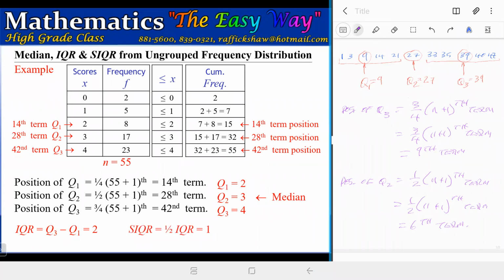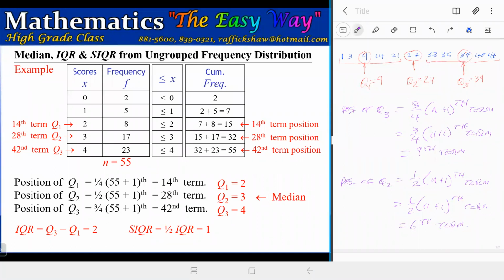Obviously, guys, you understand that? Yes, sir. But here's the thing about this topic now. They don't really set ungrouped data a lot in CSEC, you know. You must expect grouped data.